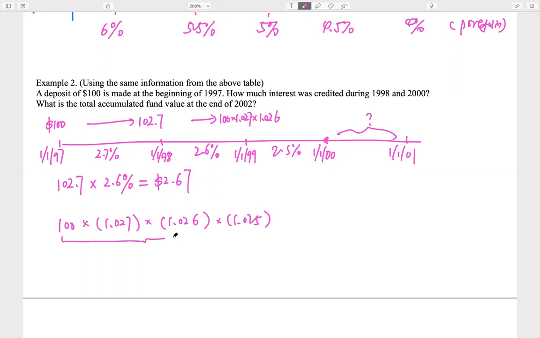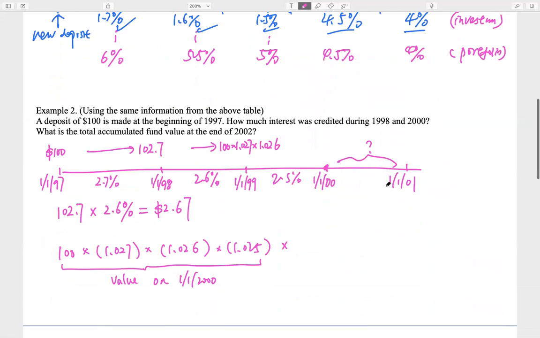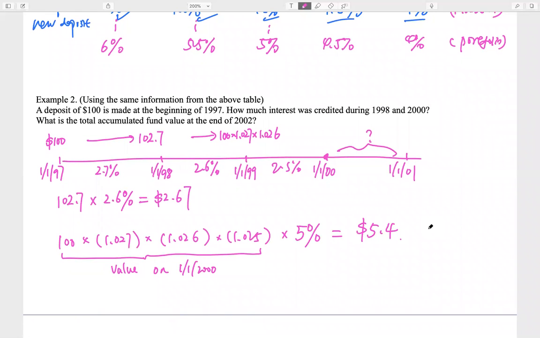Okay, so this entire thing will give me the value on the first day of 2000, right? And then in order to figure out the interest, I need to multiply by the interest for 2000, that is actually 5%, right? So let's do 5%. That will give me the interest. So $5.40. What is the total accumulated fund value at the end of 2002?